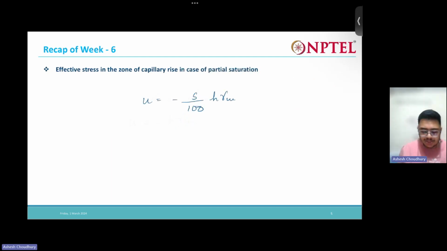Now in case of partial saturation, if the soil is not completely saturated, this is the relation, where we have the degree of saturation here.